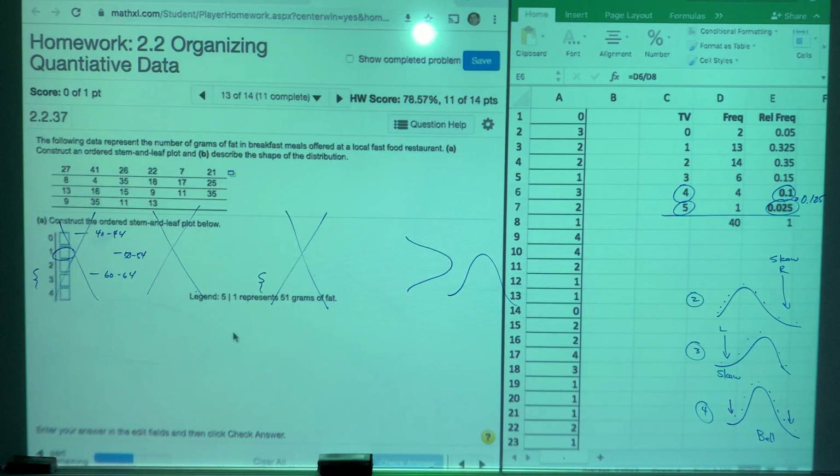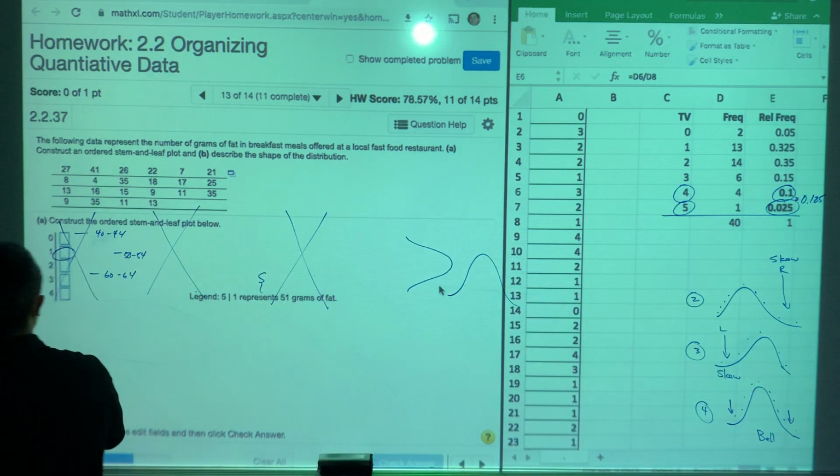Okay. Everybody got that? Okay. All right, number 13. Almost done. You guys doing great.